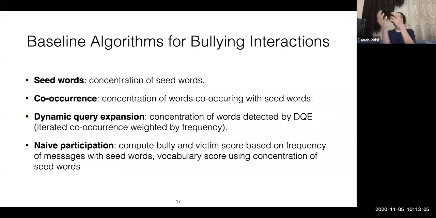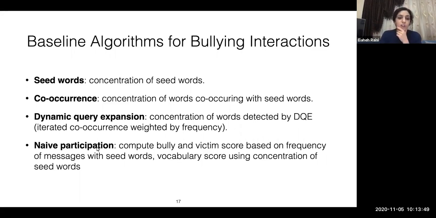So far we didn't find any weakly supervised method to compare our method against; the majority of the methods for cyberbullying detection were supervised. So we came up with some baselines. The first and most straightforward is seed words, which means that we compute the bullying score based on the fraction of the seed words in the message. And then we have the co-occurrence, which means that we assign the bullying score based on the concentration of the words that co-occur with the seed words. The other, more advanced one is the dynamic co-expansion, in which we consider the co-occurrence as well as the frequency.